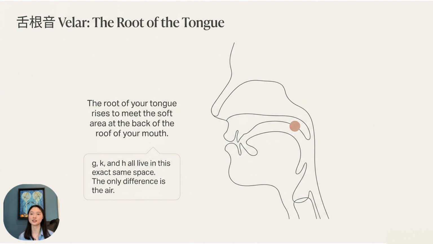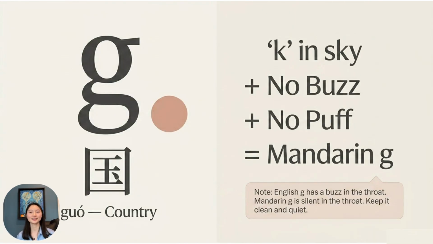All three of these start with the back of your tongue, rising towards the soft area at the back of the roof of your mouth. And just like b and p, d and t, g and k has the same air difference. Let's check it out. G.